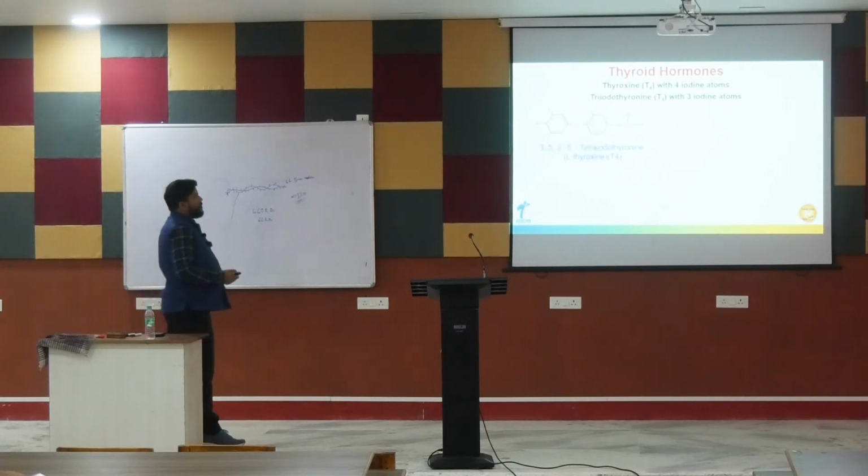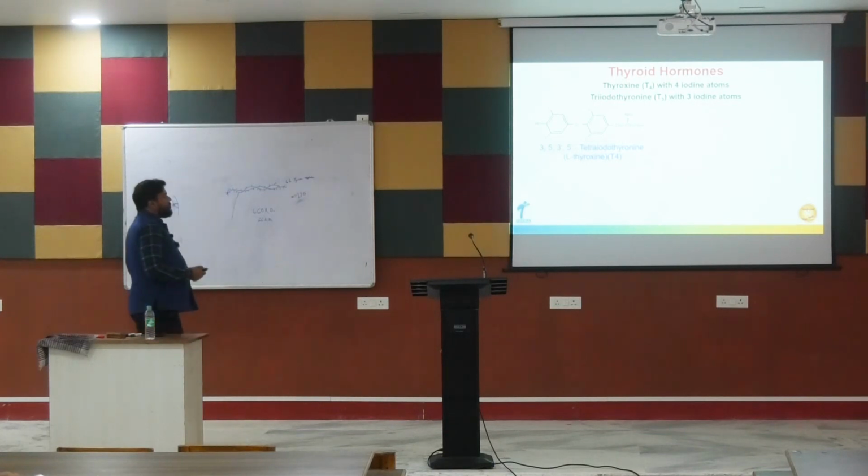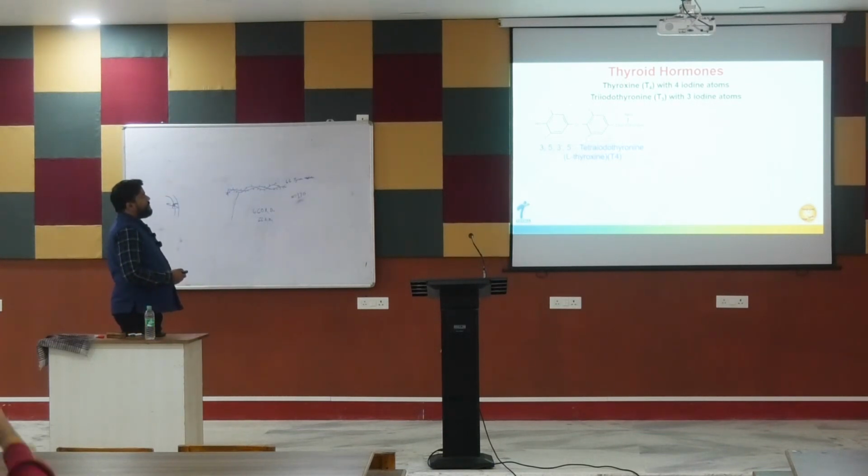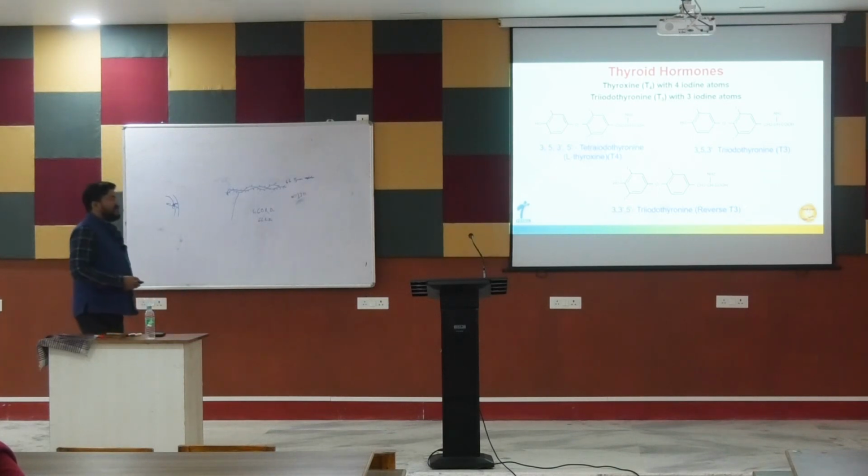So this nomenclature is important. So 3, 5, 3 prime, 5 prime, it is tetraiodothyronine, or T4. Next is 3, 5, and there is only 3 prime, no 5 prime iodine. It is T3. And what is reverse T3? See, only 3 but no 5, and 3 prime, 5 prime. It is reverse T3. It is an inactive molecule.